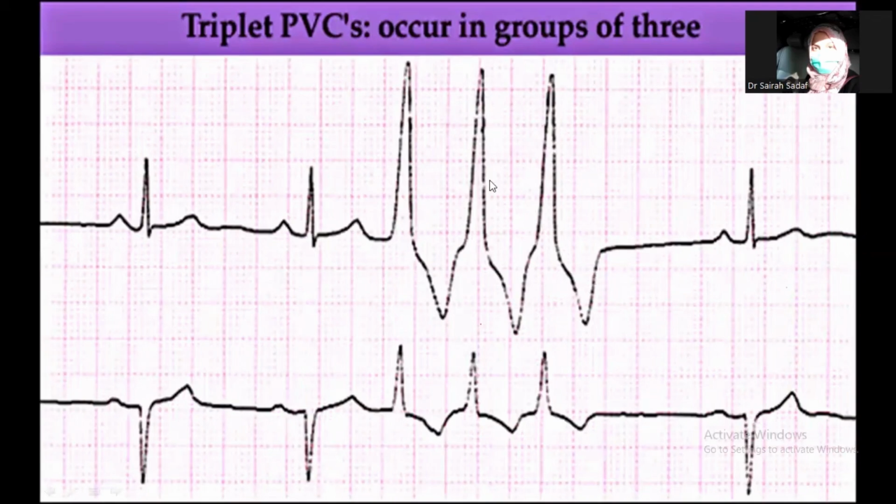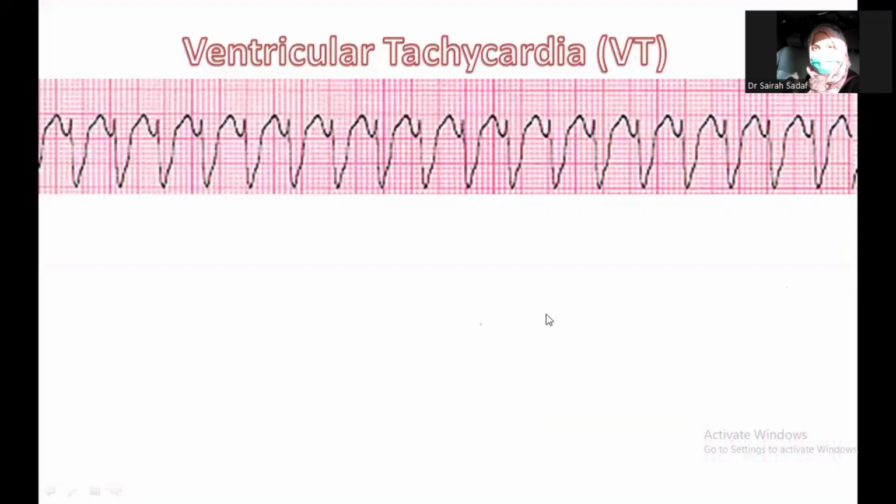This is bigeminy. And these are the triplet PVCs, which occur in groups of 3. So this is the ventricular tachycardia. Now it's in all the leads, it's everywhere. It's just coming one after the other, and there is no normal QRS complex.